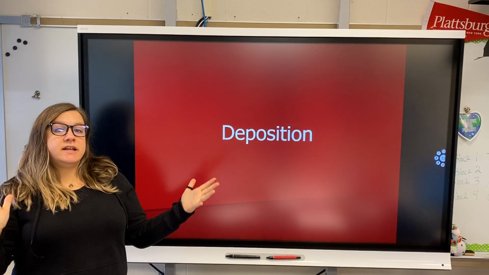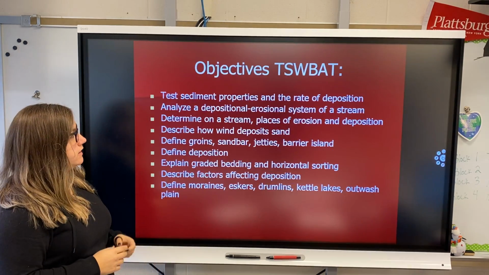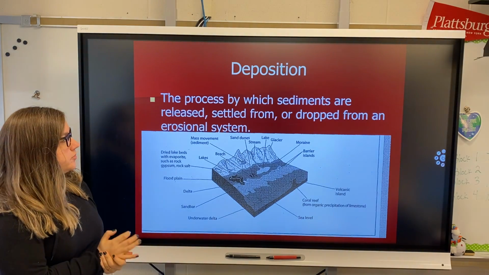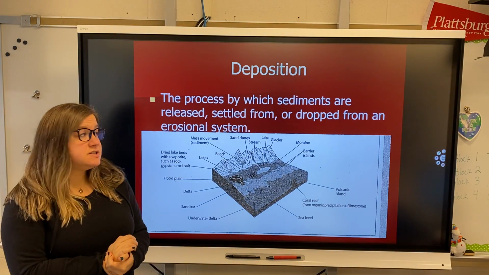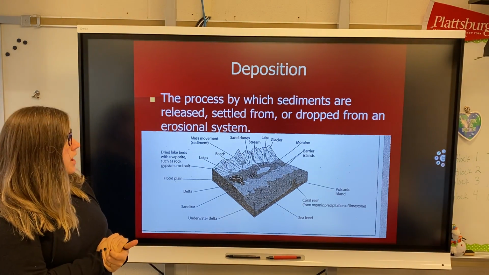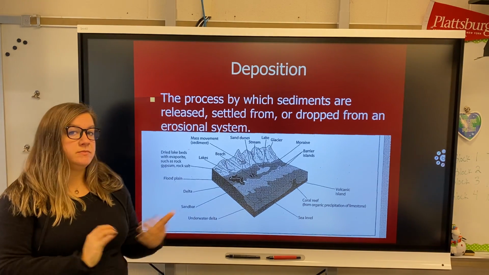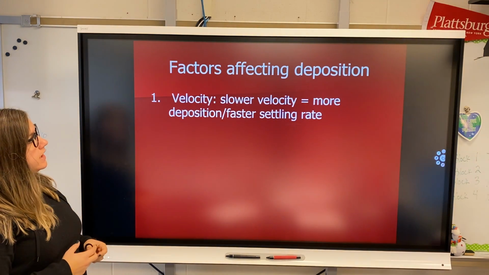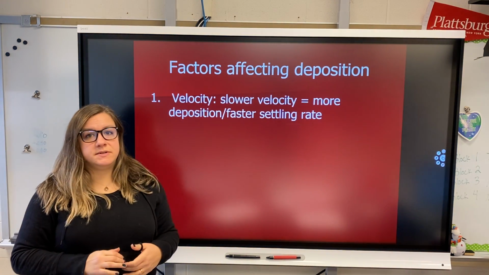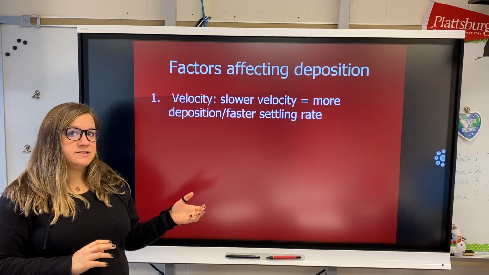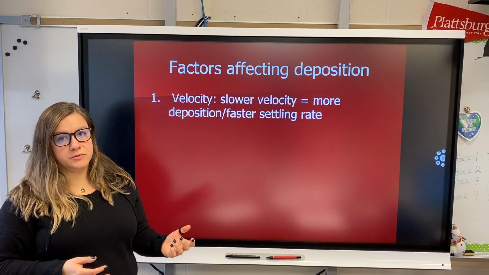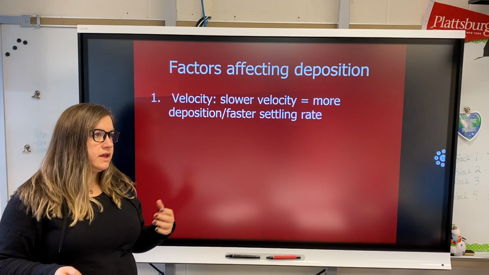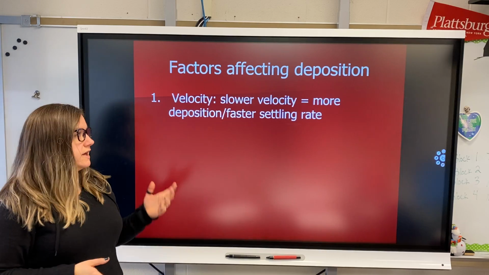Deposition, so when sediments get put down. So the process by which sediments are released, settled, or dropped from an erosional system. So something moved them, so now they get put down somewhere. Okay, so factors that affect deposition usually is how fast the water or the source is moving. So it's how fast the wind is blowing, how fast the glacier is moving, all that kind of stuff too.